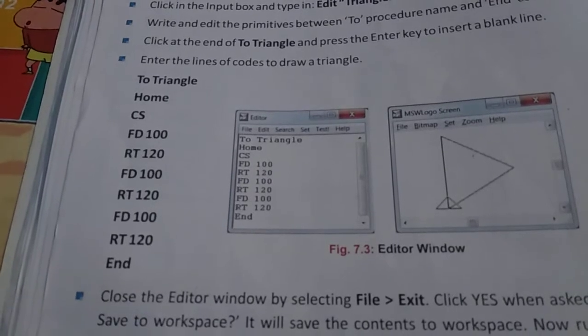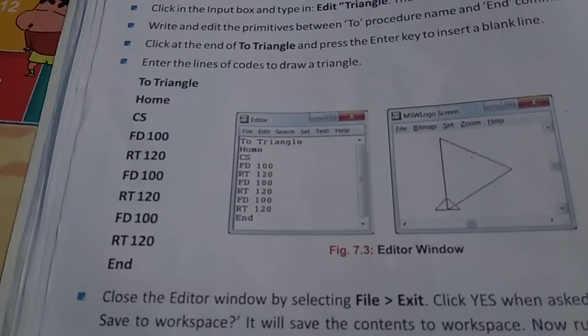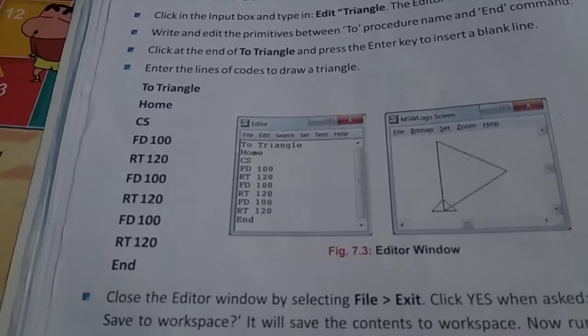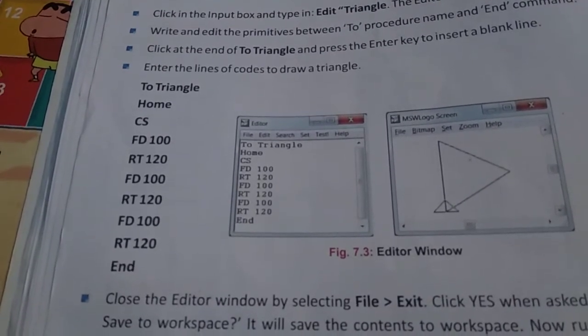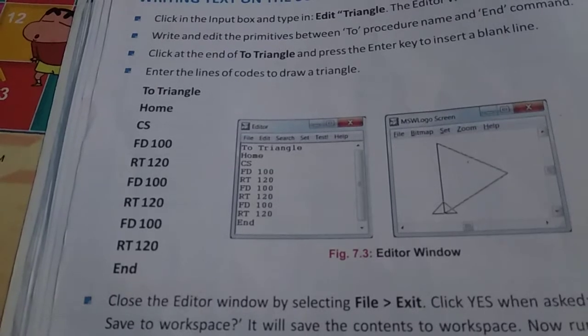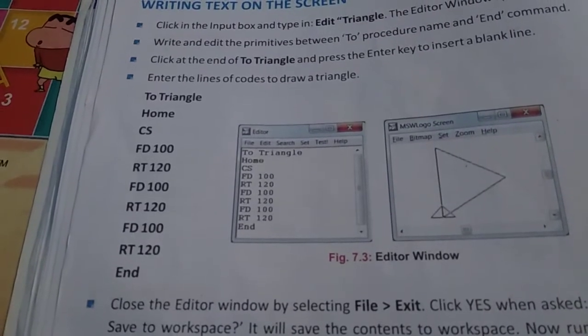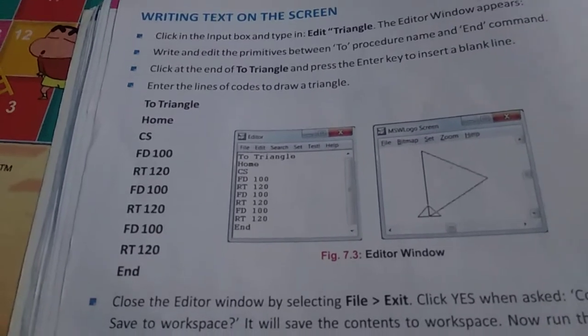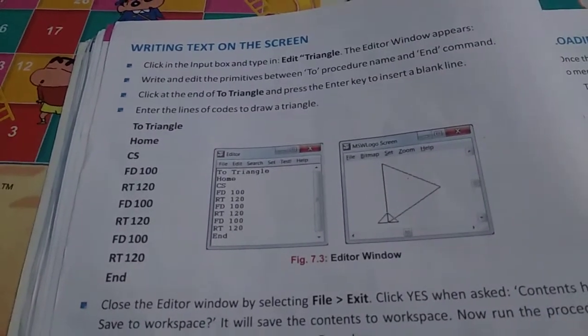title line. Okay, now home, CS. CS means clear screen. Means whatever is on the screen, it will get cleared. Now FD 100, RT 120, FD 100, RT 120, FD 100, RT 120 and end. Now look at the board. I will explain this to you on the board.